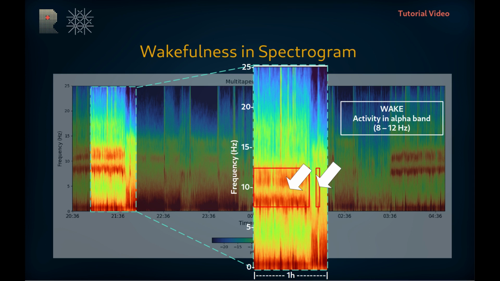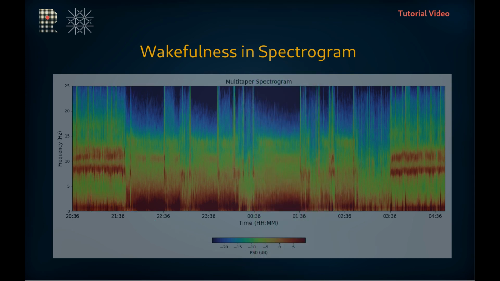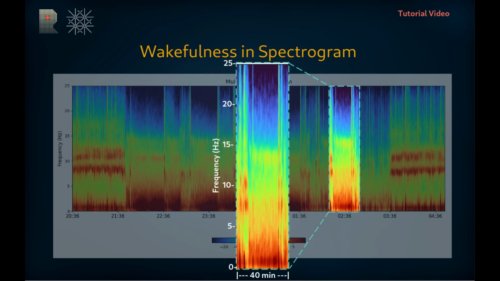In the example, you can notice the transition from being awake to entering non-REM sleep because the alpha activity decreases. In this 1 hour segment, it's easy to see and understand the difference between wake and non-REM stages just by looking at the spectrogram. Let's check out another part of the full night spectrogram.